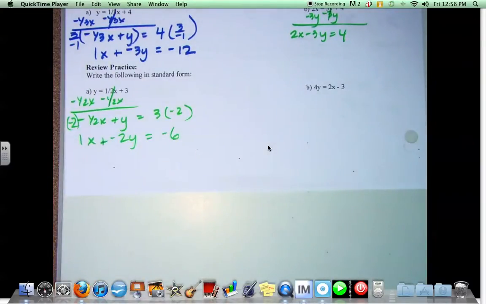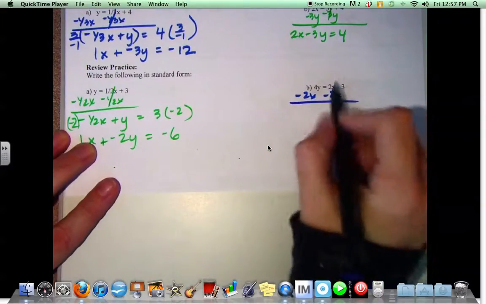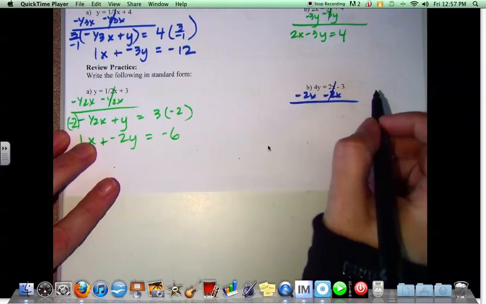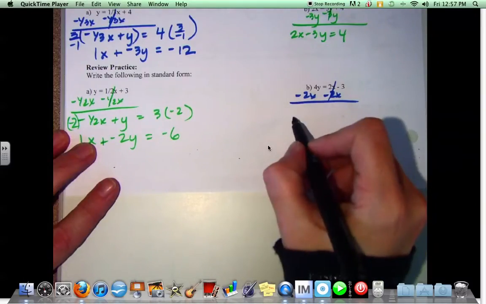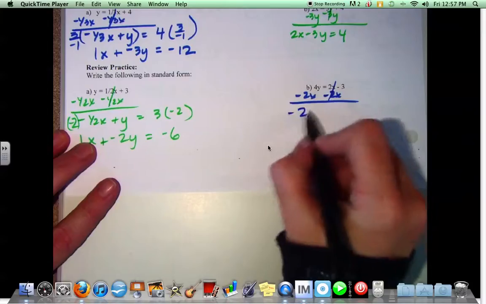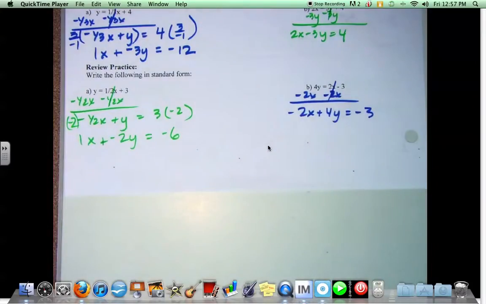And B, 4y equals 2x minus 3. Subtract 2x. So what do we have? Negative 2x plus 4y equals negative 3. Okay, we good? Yes. We are great.